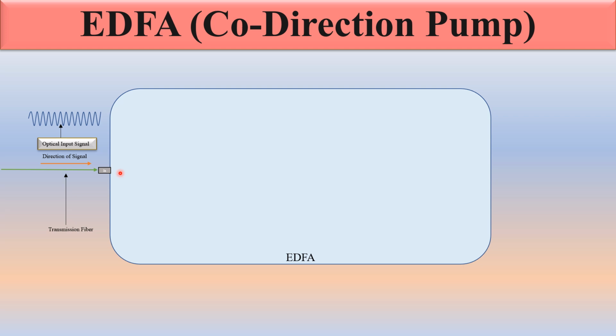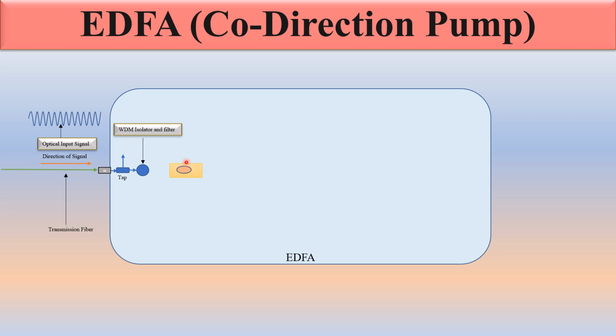This is the EDFA. This is the input port. There is a tap. This is the WDM, isolator and filters. So what is the function of this isolator and filter? This WDM is used to combine the optical signals and the pumping signals. And the isolator is used to prevent signal propagation in the reverse direction.